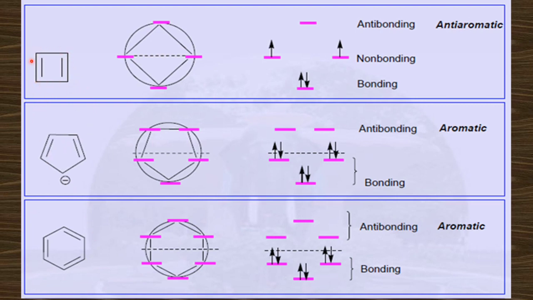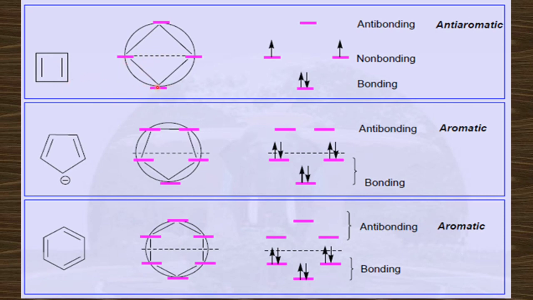Let us take cyclobutadiene. First of all, we have to draw a circle and place this cyclic molecule within the circle in such a way that one of its vertices, that is one of its corners, is touching exactly the bottom of the circle. At the same time, all other atoms of the ring should also be touching the circle. So now we have placed the cyclobutadiene within the circle, and wherever the atoms of the ring are touching the circle, you draw lines.